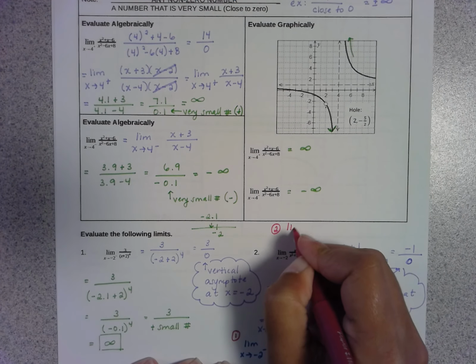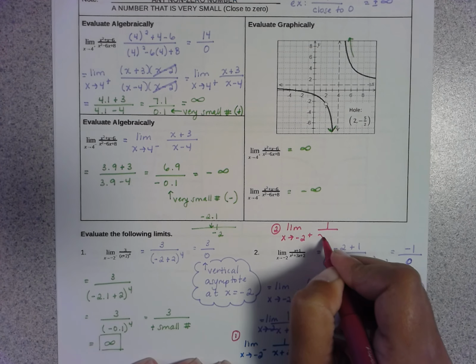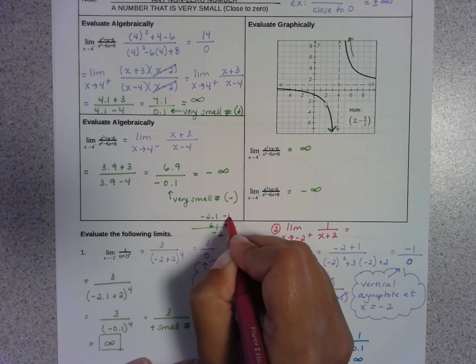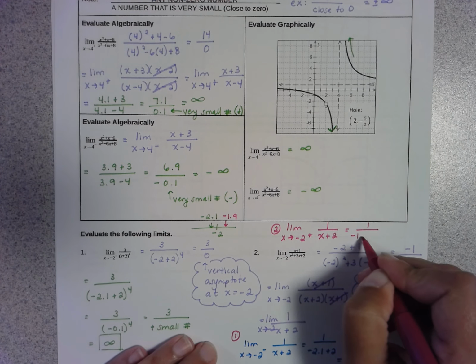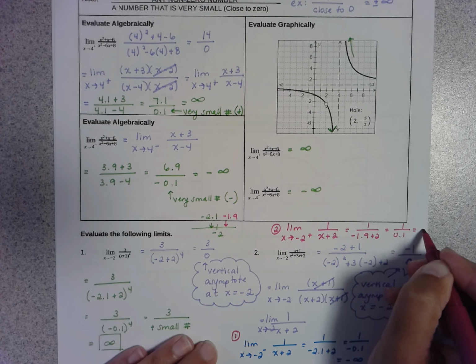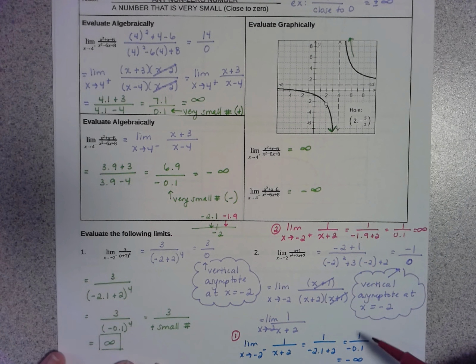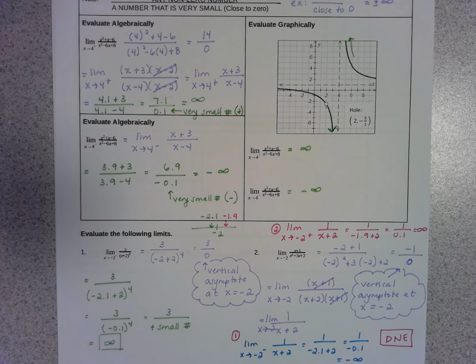If I try the limit as x approaches -2 from the right of 1 over x plus 2, a number that's slightly to the right of -2 would be like -1.9. So I'm going to go ahead and plug in -1.9, which is 1 divided by 0.1, which gives me positive infinity. Now, because these two limits do not agree, the negative infinity and the positive infinity, I would say that ultimately this limit does not exist because the two sides disagree.